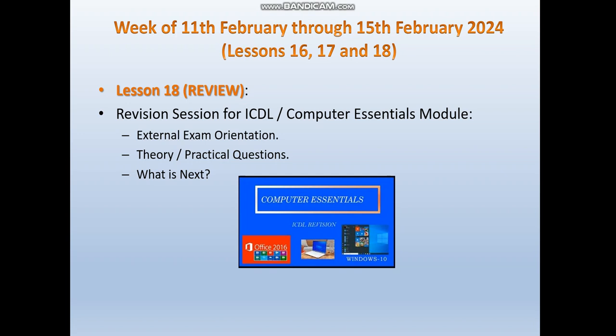All these aspects of the exam, inshallah, we will talk about in detail inside lesson 18. And after that, we will talk about what is next after this module, what is expected from us, and what we will cover in the next lessons. This was a brief of that week, lessons 16, 17, and 18.